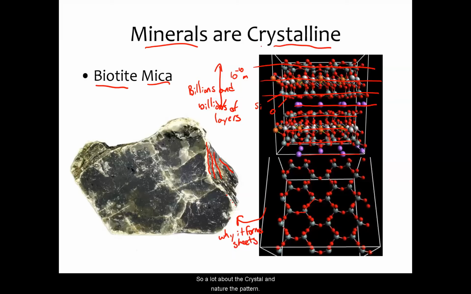So a lot about the crystalline nature, the pattern of how the atoms arrange themselves, is going to be behind a lot of the properties of these minerals. So that's part of why it's important that minerals be crystalline, because it allows them to have very consistent properties.